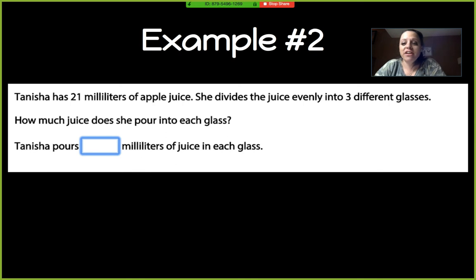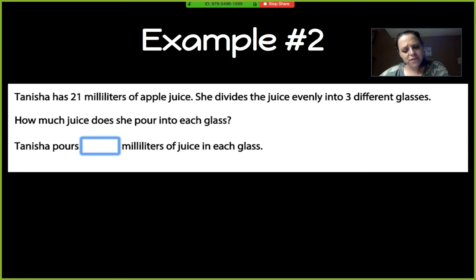Okay, let's do another example. Tanisha has 21 milliliters of apple juice. She divides the juice evenly into 3 different glasses. How much juice does she pour into each glass? Tanisha pours blank milliliters of juice in each glass. So first of all, I don't think I need to convert anything because it's talking about milliliters and our answer is in milliliters. So this is a one-step problem.